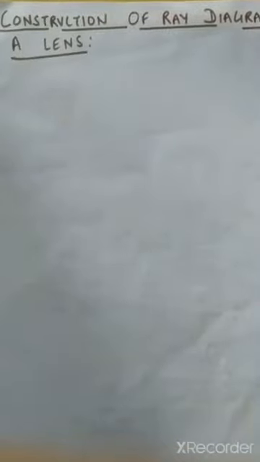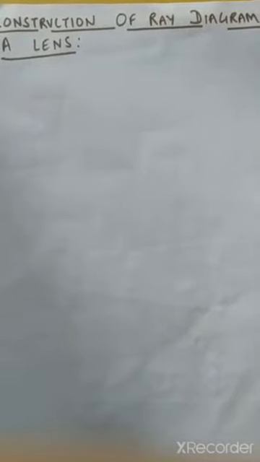Hello everyone, today we will discuss the construction of a ray diagram for a lens. In the previous lecture we have seen the types of rays that we will use for the ray diagram. Mostly we can take three rays of light: one parallel to the principal axis, one passing through the optical center, and one passing through the first focal point, striking obliquely on the lens. These three types of rays we can choose for the ray diagram.